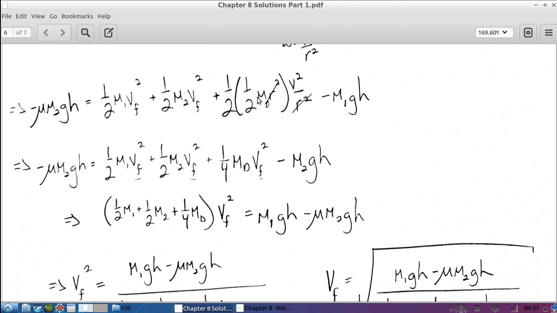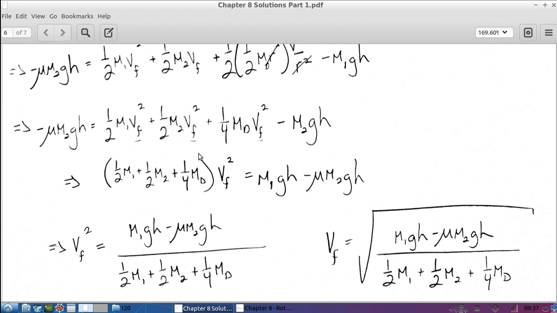So when I substitute these expressions in for I and omega, I see that the R squareds go away. These fractions are going to combine. 1/2 times 1/2 is going to be 1/4. So now I've got a nice equation. Well, not nice, but you know, it's an equation that I can solve at least. I've got V final squared in 3 of these terms. Everything else I have values for, so I'm ready to solve for V final.